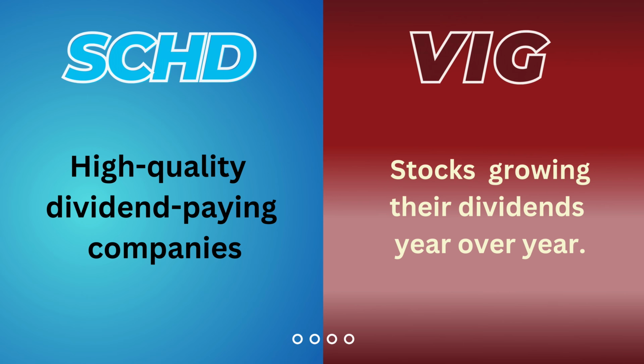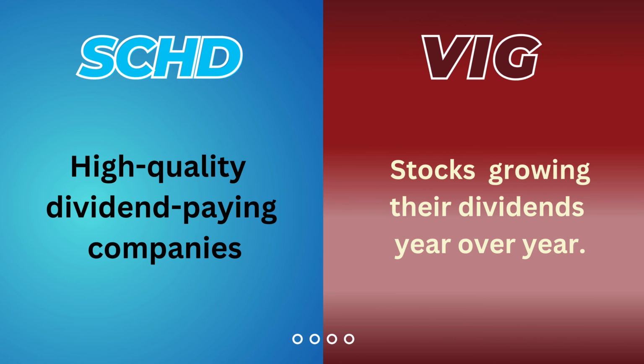Now let's explore how SCHD and VIG compare in their dividend strategies. First, we have SCHD, which targets high-quality dividend-paying companies. Meanwhile, VIG zeroes in on stocks that grow their dividends year after year. Both are champions in their own right, but each offers their own unique approach.